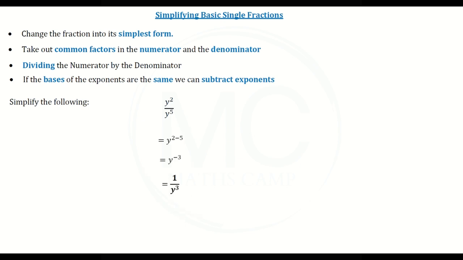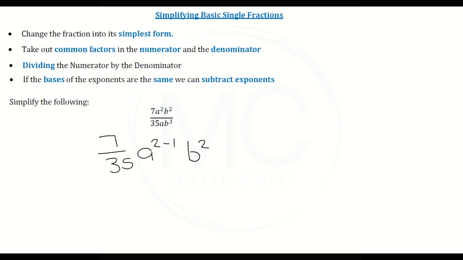Let's look at another example. Simplify the following: 7a squared b squared over 35ab cubed. Let's break this fraction up a little bit. We have 7 over 35. We have a squared divided by a. Remember, a actually has an exponent of 1, so this becomes 2 minus 1. And then we have b squared divided by b cubed. So we say 2 minus 3. And now we can simplify.